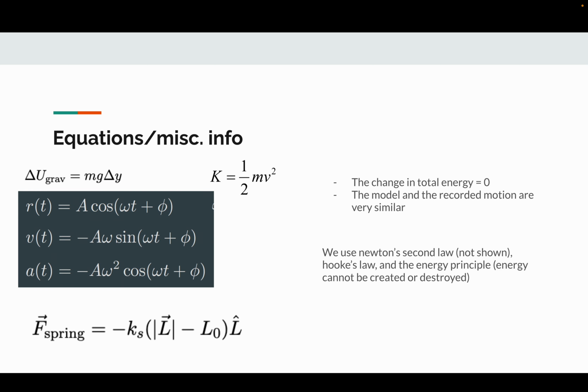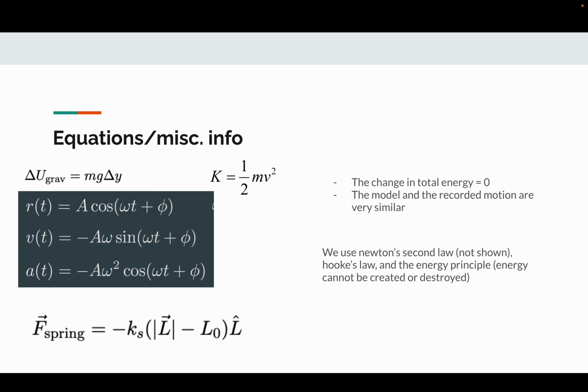So here are just some equations and miscellaneous info. You can see that we have the energy equations to the left, like the potential gravity or the kinetic energy equation. And we follow the energy principle that the change in total energy is zero, meaning that energy cannot be created or destroyed. And the model and the recorded motion are very similar in terms that they follow harmonic motion, but their amplitudes are very different, which we'll discuss later.